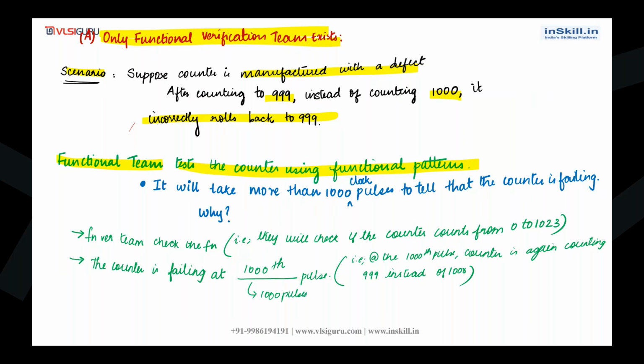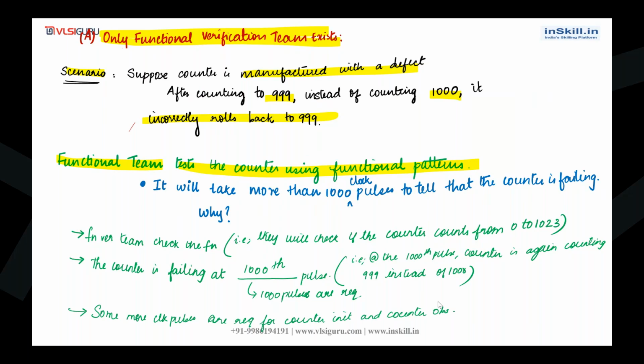1000 pulses are required for this. And then some more clock pulses will be required for counter initialization and counter observation.